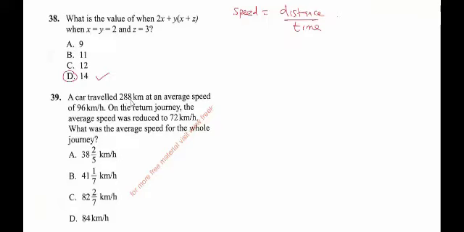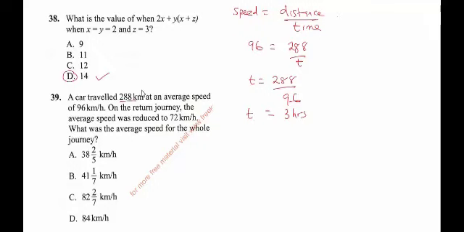Now, regarding the outward journey, since our speed is 96 kilometers per hour, we'll do 96 is equal to our distance covered, 288, divided by time. So all we'll do is we'll get the time. So time is going to be what? 288 divided by 96. And this will give you a total of 3 hours. Okay, so this is for the journey.